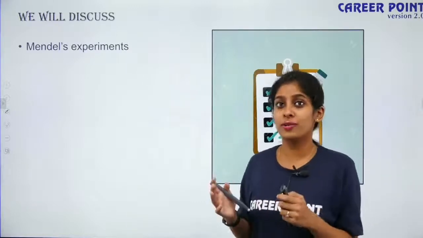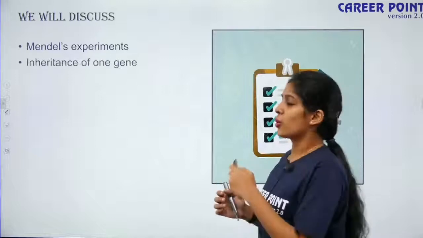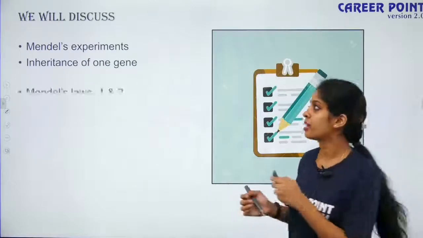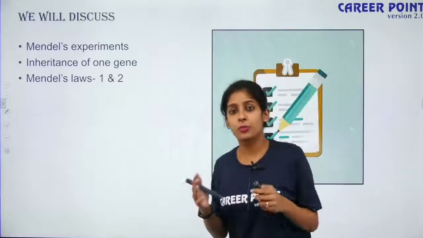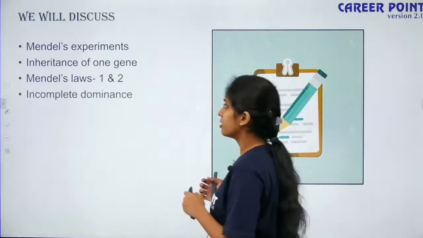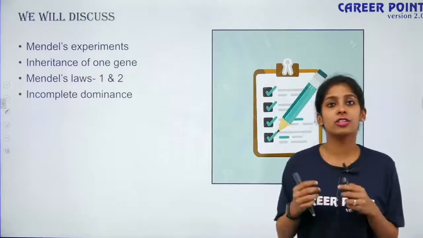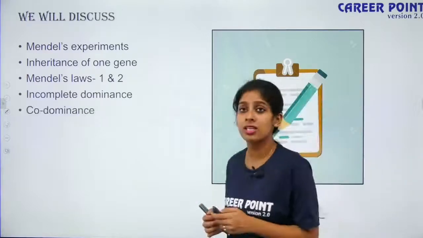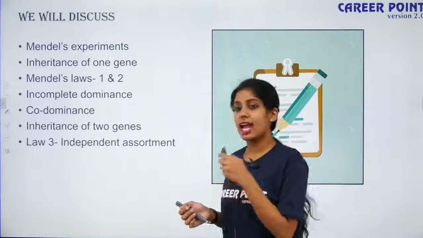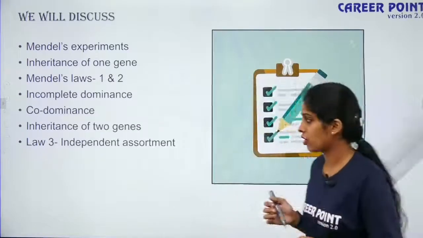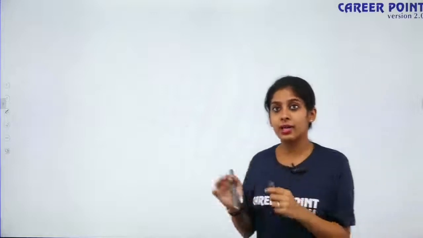What did this Austrian monk actually do? Inheritance of one gene. Mendel basically hypothesized or proposed a few laws. We are going to see the first 2 laws, and then the concept of incomplete dominance, what is codominance, then inheritance of 2 genes, and then law 3, that is independent assortment. Fine, so we'll end here with these 3 laws and certain concepts, but this will itself take more than 1 hour, but let's see how quickly we can finish.